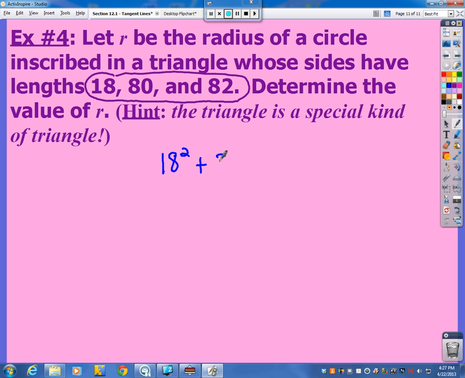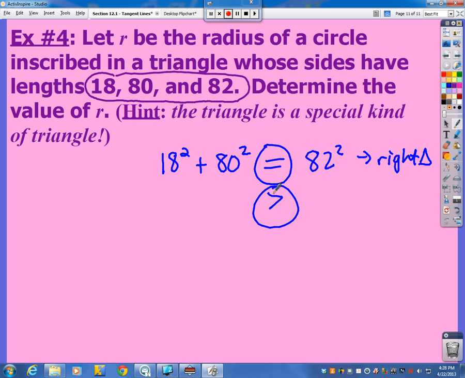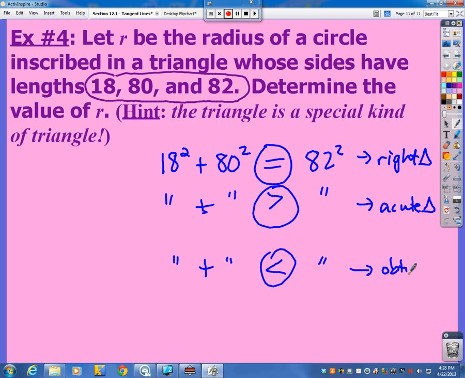We could test out the Pythagorean theorem and see if this is equal, that means we're dealing with a right triangle. If 18 squared plus 80 squared is greater than 82 squared, then we're dealing with an acute triangle. And if 18 squared plus 80 squared is less than 82 squared, then we are dealing with an obtuse triangle, which I believe we did earlier in the year.